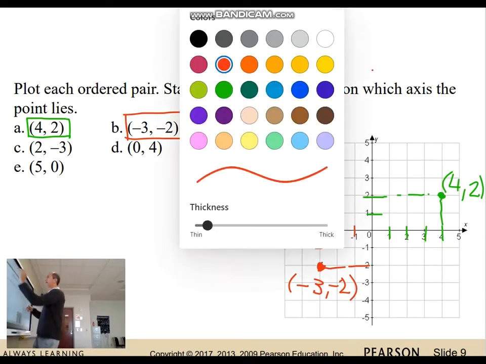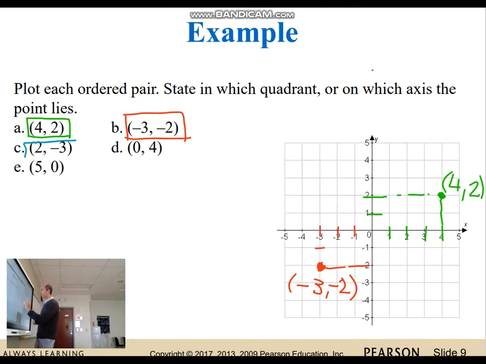Another one, letter C. And we work a different color. Letter C, x equals 2, y equals -3. So let's find here from the origin, we will move 2 to the right, 1, 2. And -3, that means 3 units down, 1, 2, 3. The point that we're looking for is this point here. 2 and -3.